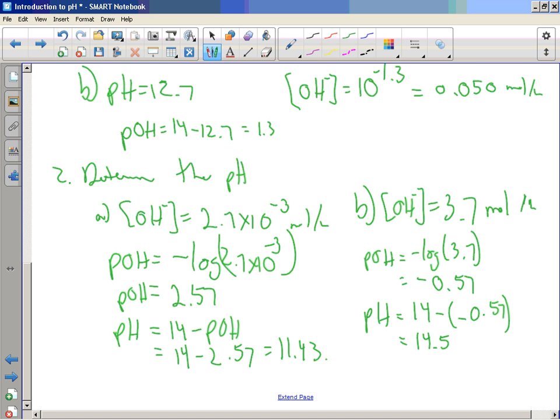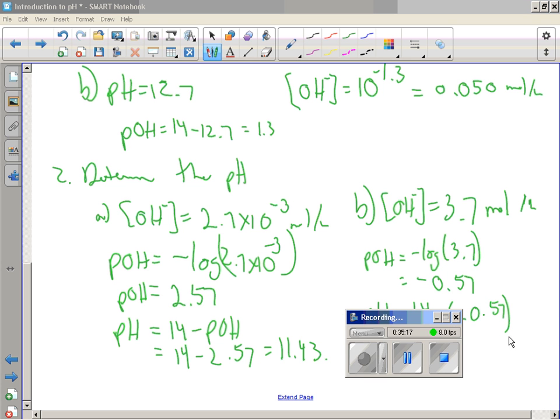14.57. And yes, you can have a pH beyond 14. It just means it's a really, really, really strong base. I know that concerns some of us. Don't be concerned. All right? At this point, I have a little bit of a worksheet, and I'm going to just stop this thing for a second.